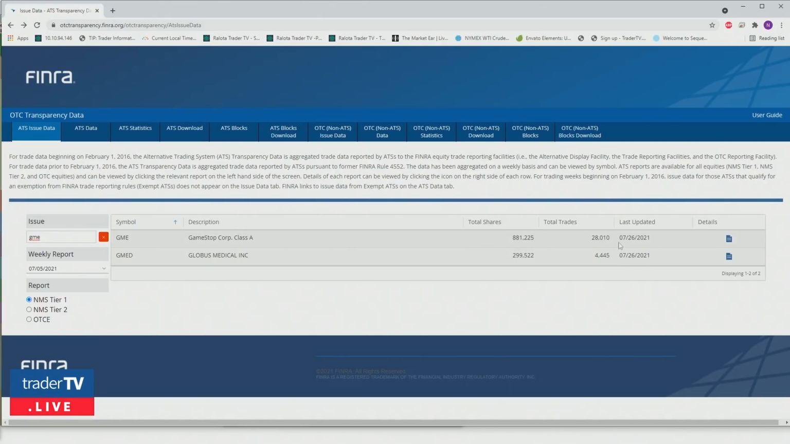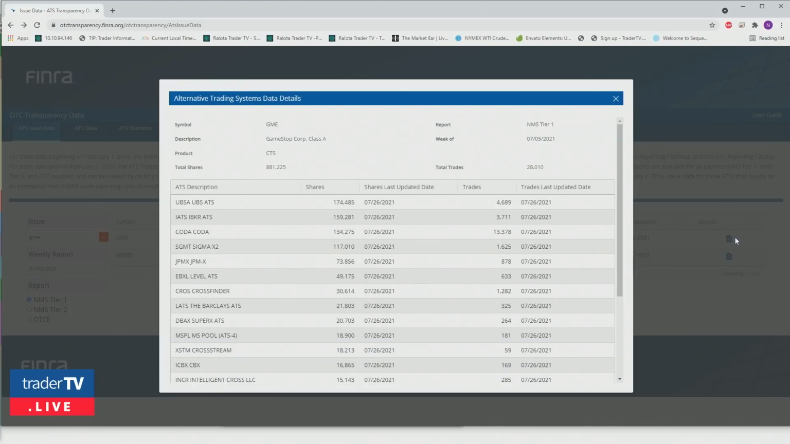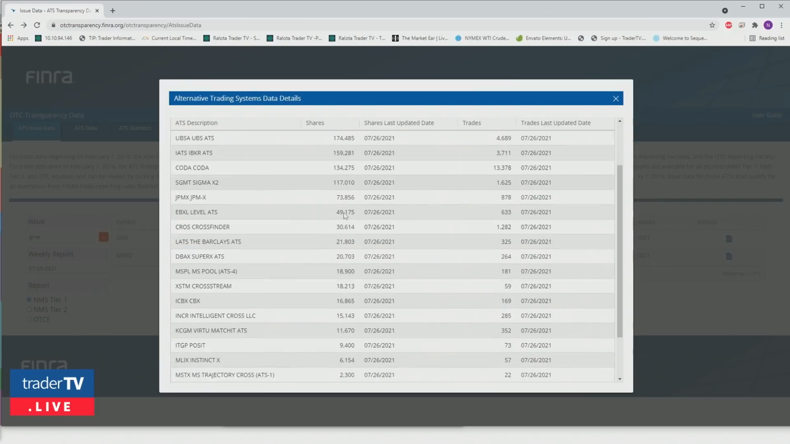You can see 880,000 total shares traded, and then I can open it up and you can see all of the different dark gateways here by number of trades and by the amount of volume. On this particular day, GameStop did 1.25 million shares in total volume. 881,000 shares of that came in the dark. That's roughly 70%, and you can see all of them listed here.